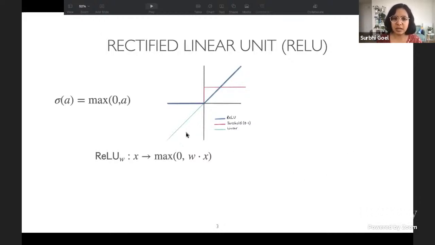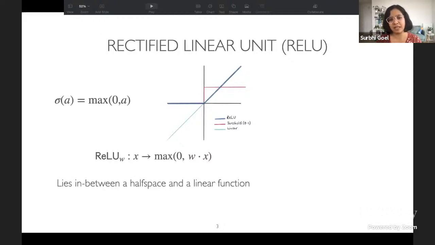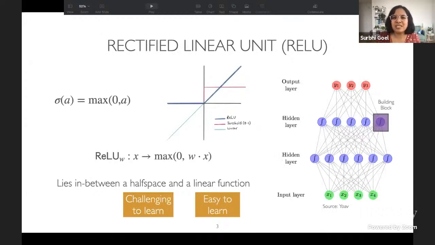As you look at this figure that I have, this ReLU is kind of interpolating between a threshold and a linear function. On one half, it behaves like a threshold, and on the other half, it behaves like a linear function. Half spaces we know are challenging to learn, and linear functions are easy to learn. The reason to focus on this activation function is that this is a building block of neural nets, and it is very heavily used in commonly used architectures. Understanding whether we can actually learn this simplified problem is a base for understanding what we can do for deeper networks.